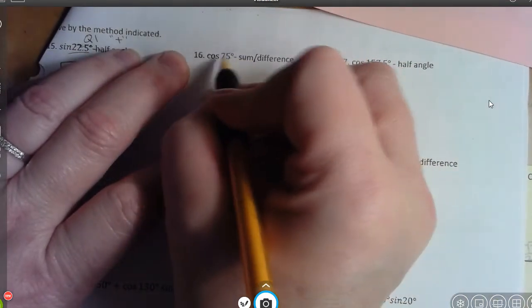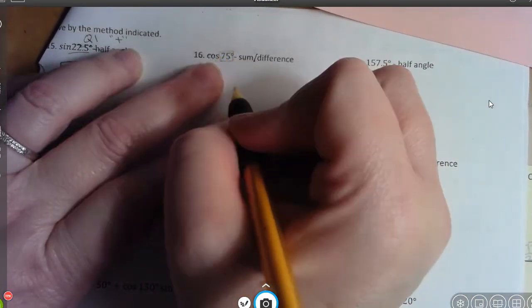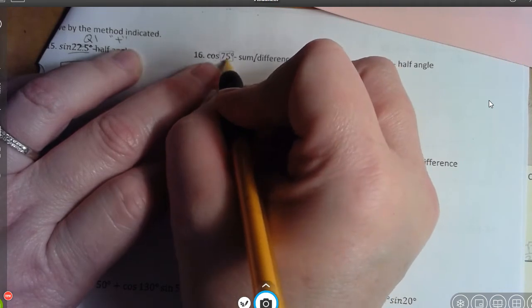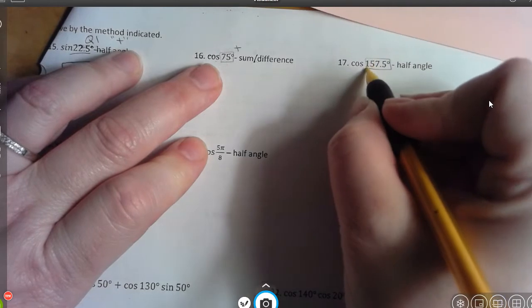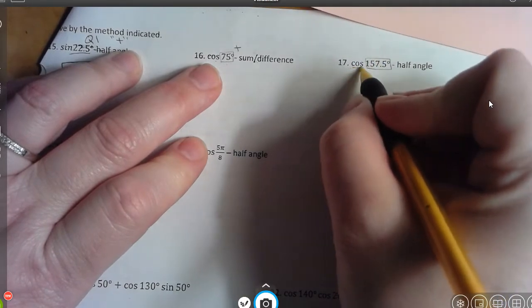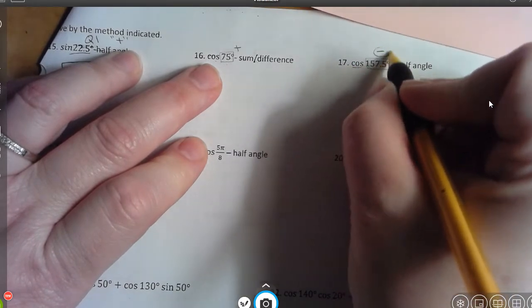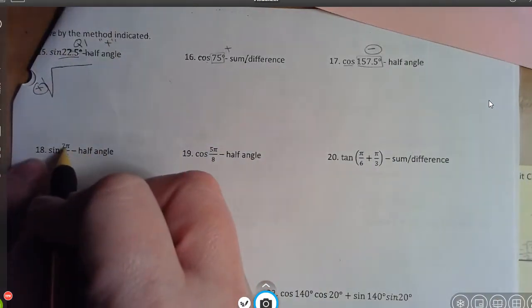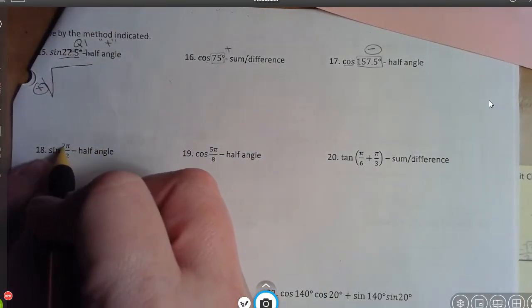This one, sum and difference, even though it's the sum or difference of 75, 75 is in quadrant 1, so I know it's positive. 157 is in the second quadrant, and it's cosine, so it's going to be a negative answer. 7 pi over 12.